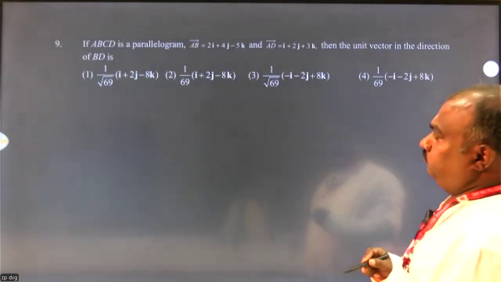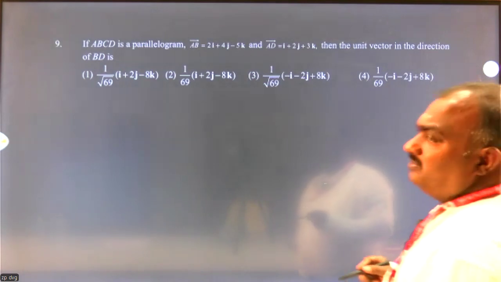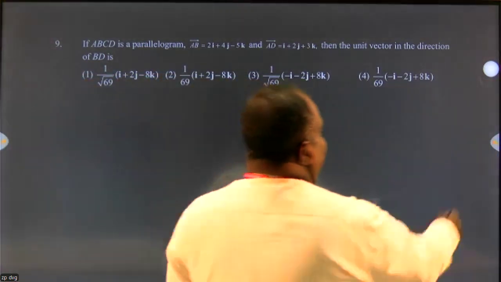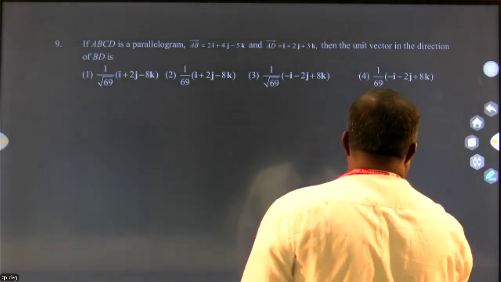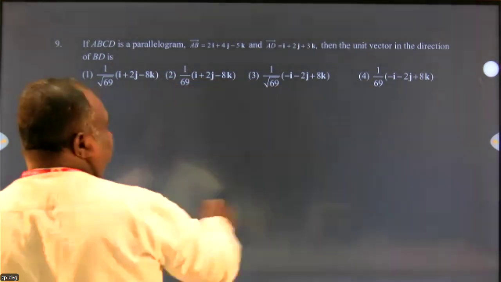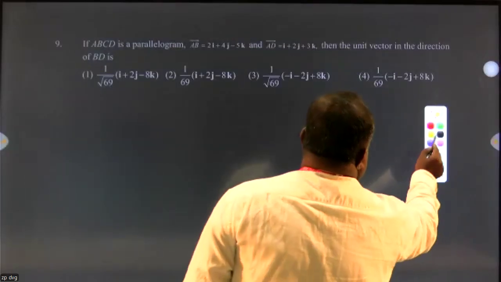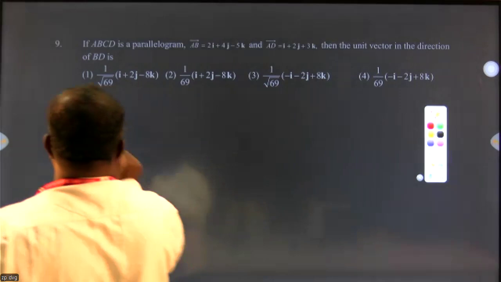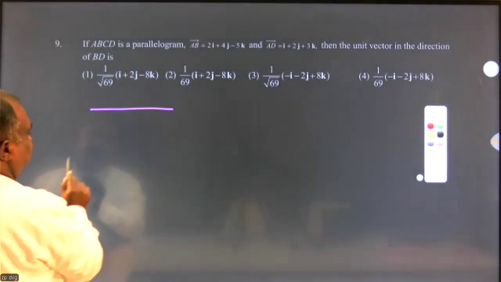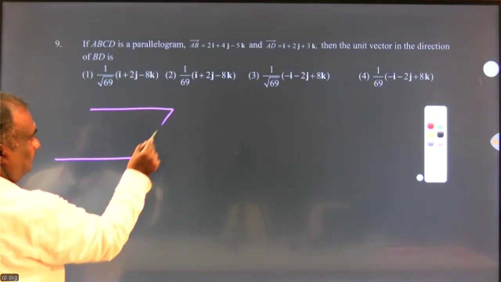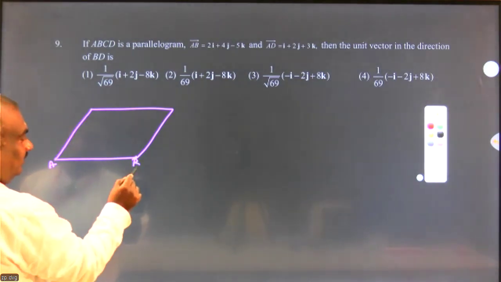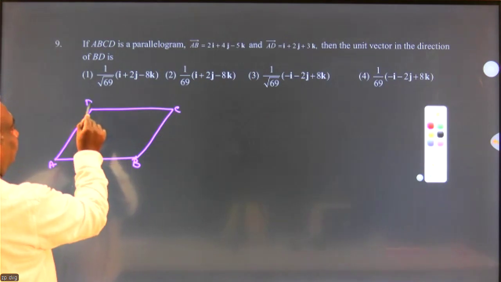Now here, observe what they are asking. ABCD is a parallelogram, and AB as well as AD are given, mentioned clearly. Observe there, it is given a parallelogram ABCD.